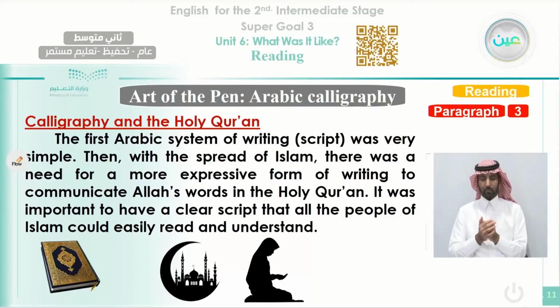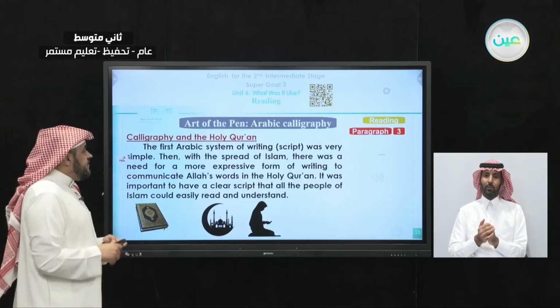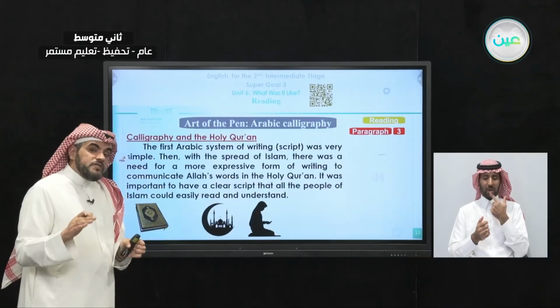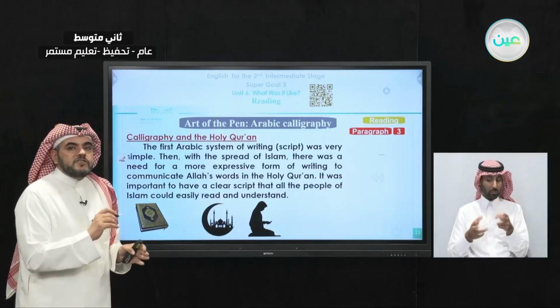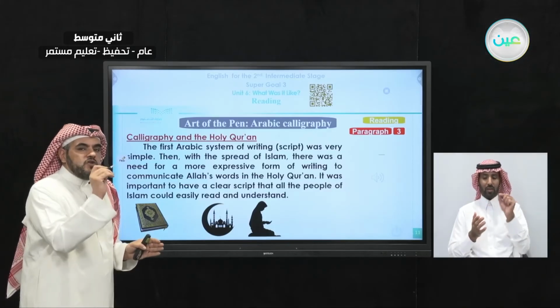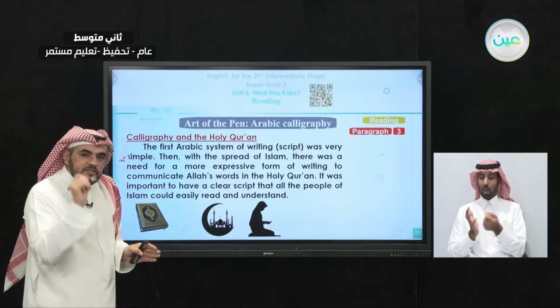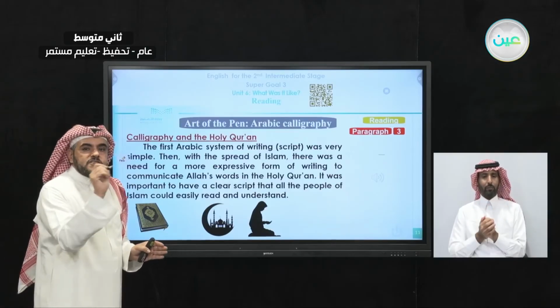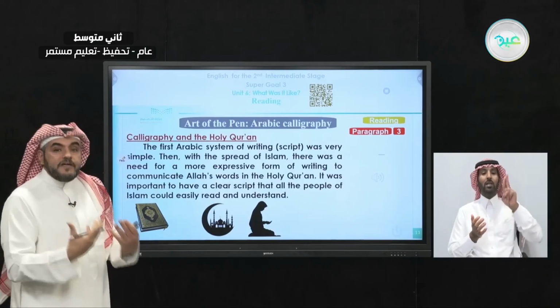Next, we'll go to the third paragraph here, and this third paragraph is calligraphy and the Holy Quran. What's the relation between the Quran and calligraphy, the beautiful writing? The first Arabic system of writing, we call it script. Okay, the script is the system of writing, and it was very simple before. You also need to know that it started without dots. Like kha, there is no dot above kha. Ba, there is no dot below ba. And ta, there are no dots above ta. So it started very simple.